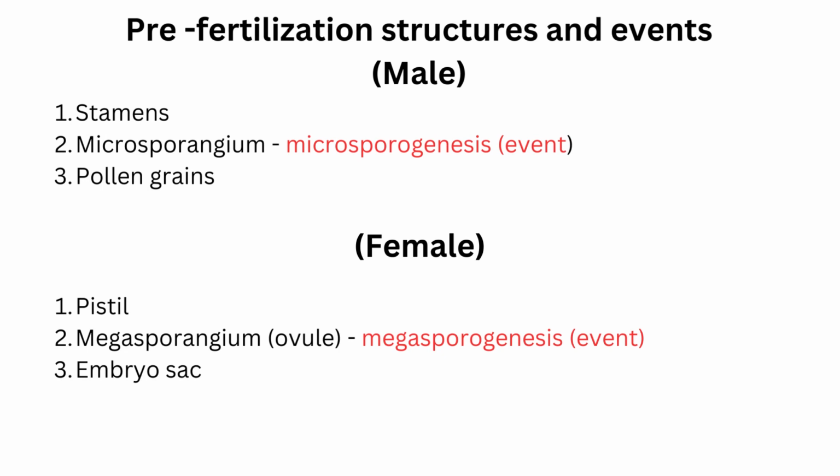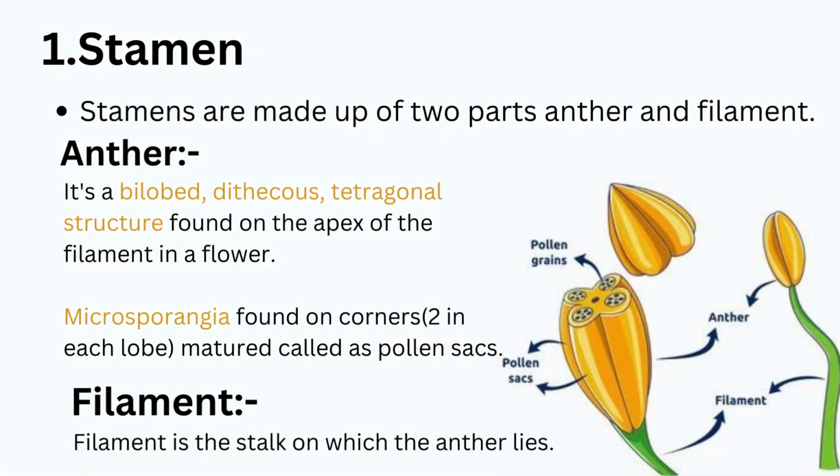Pre-fertilization structure and events of a male are stamens, microsporangium, pollen grains. Microsporogenesis is an event of preparing pollen grains. Same as for female, pistil, megasporangium, or we can call it ovule, embryo sac. Megasporogenesis is an event to prepare an embryo sac.